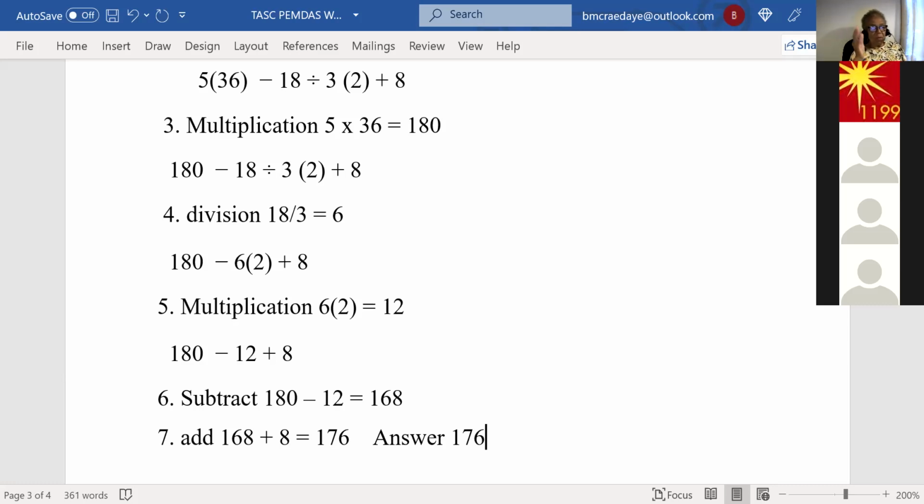Now, just remember when you're doing the PEMDAS that your multiplication and division really are on the same level from left to right. And your addition and subtraction are on the same level from left to right.